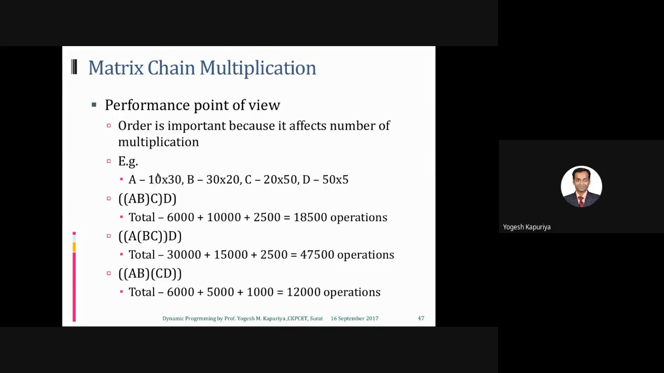So ABC is what? A is 10 and C is 50. So ABC will be 10 cross 50. Then you are multiplying it with 50 cross 5. So that means 10 into 50 into 5. That turns out to be 2,500. So total number of operations which are required to be performed when you do it in this way is 18,500. When you do it another way, it turns out to be 47,500. And when you do it in the third way, it turns out to be 12,000 operations.